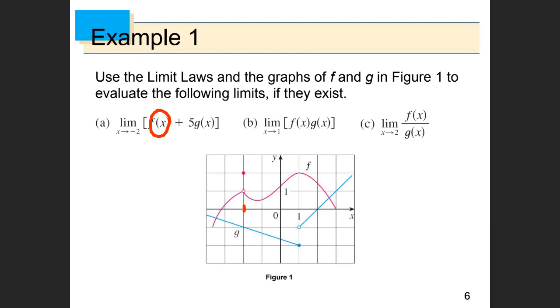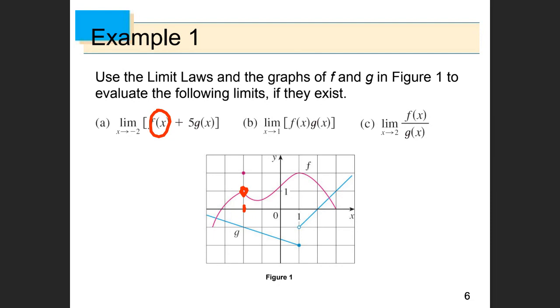What happens when x approaches -2 of f of x? You need to look at it from the left and from the right of -2. If you look at -2 from the left and the right, you are actually approaching this number here. So the output there is actually 1.